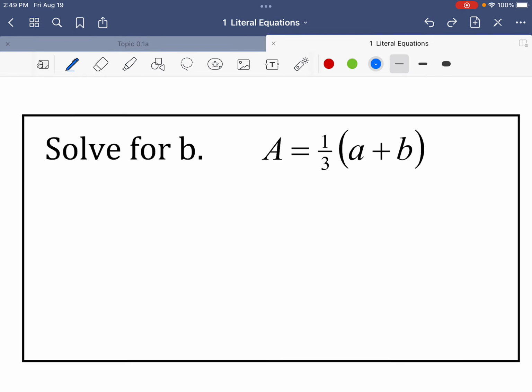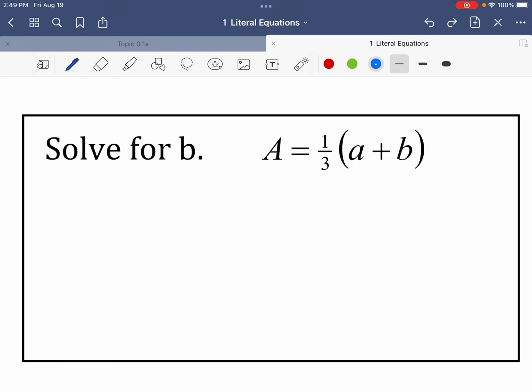How about this equation? We want to solve this for b. Now, there's different ways that you can go about this. We're still trying to get the letter b by itself. That means we've got to do something with a, and we've got to do something with the 1/3.